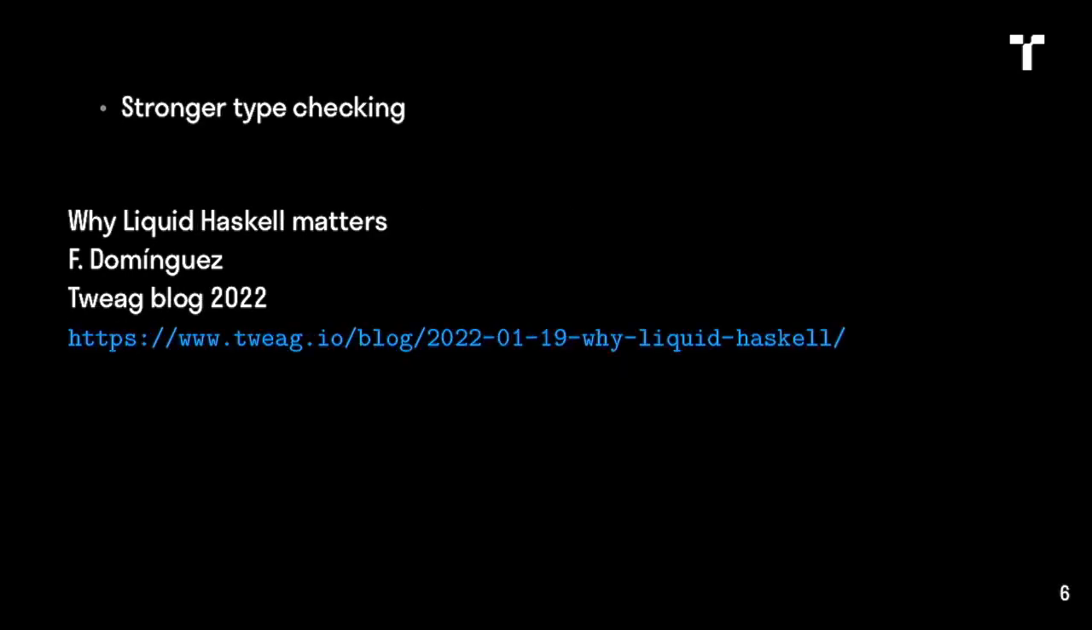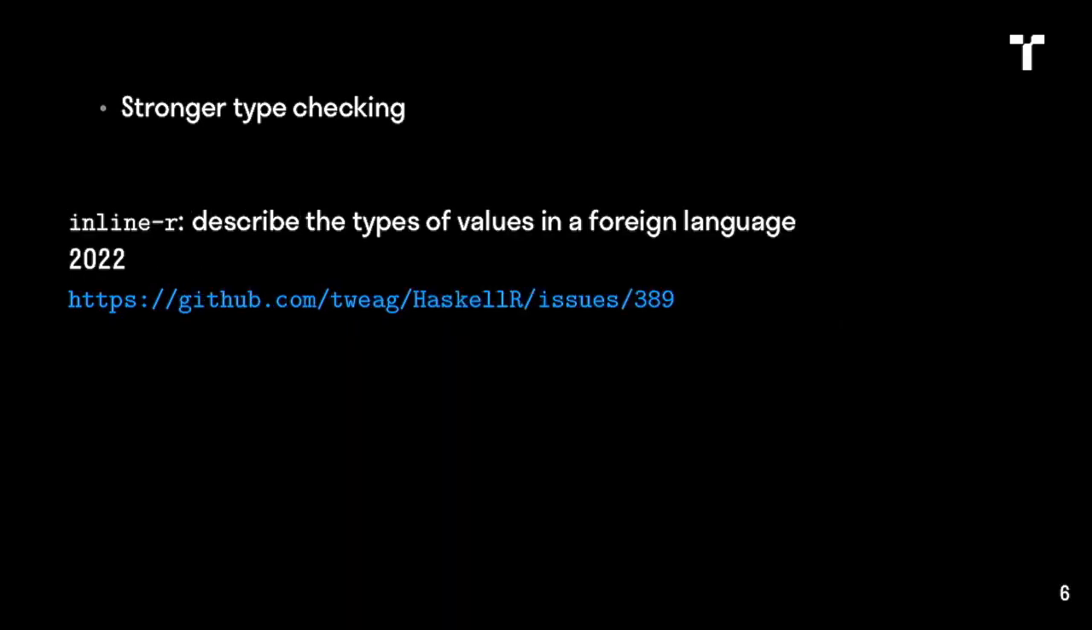So another use case is using Liquid Haskell as a stronger type checker. There are aspects of programs that are difficult to express with the Haskell type system alone, and sometimes Liquid Haskell specifications can make this easier. This is a post discussing how to use Liquid Haskell to describe the type of well-typed lambda terms. And there's another use case in the works that is trying to use Liquid Haskell to give types to expressions or to values that are in a foreign language.